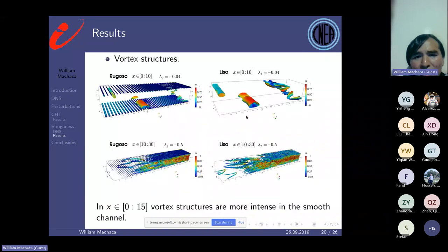Also, we analyze the vortex structures in these two cases. In this figure, we can see on the left the rough case and on the right the smooth case. In the upper figure, we can see the TS wave packet, and in the lower figure, we can see the triangle-shaped vortex and the hairpin vortices populating the channel cross-section. It is important to mention that from x equals 0 to x equals 15, the vortex structures are more intense in the smooth case than in the rough case.